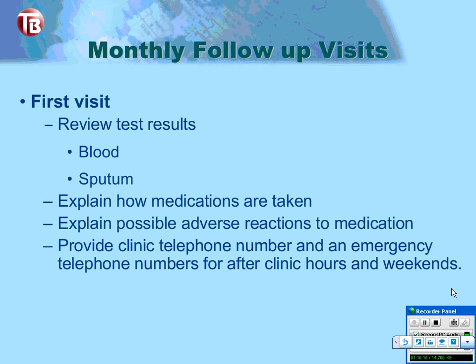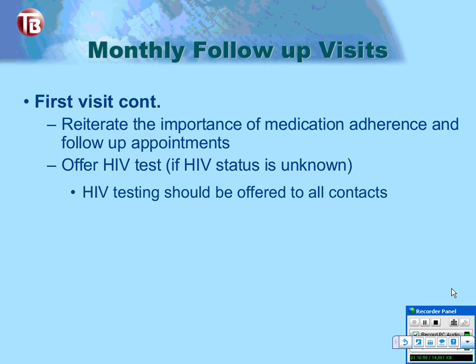At a monthly visit, it's important that the nurse discuss test results with the patient, go over blood results if you've done blood tests, and sputum results. Explain to the patient how to take the medicine and also discuss possible adverse reactions to the medicine. Very crucial is providing the clinic phone number and what they should do during non-clinic hours. You don't want a client or a patient waiting over a weekend while having an adverse reaction. You need to stress to them to stop the medicine and to seek medical care through the emergency room. You want to stress the importance of the medication and adherence to follow-up visits.